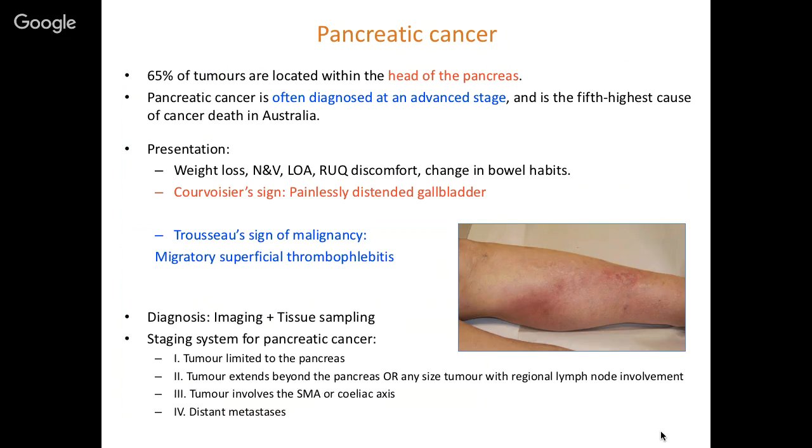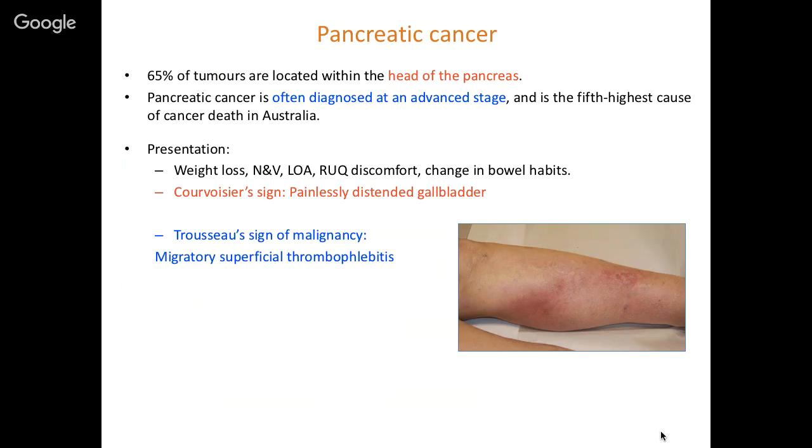Is that the same Trousseau that did Trousseau's sign as well? Possibly, or I'm not sure. There's a lot of Trousseau signs.